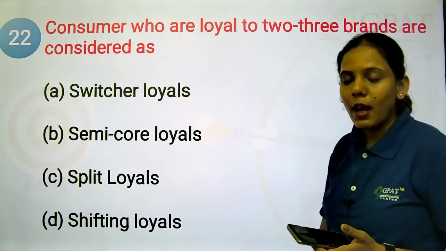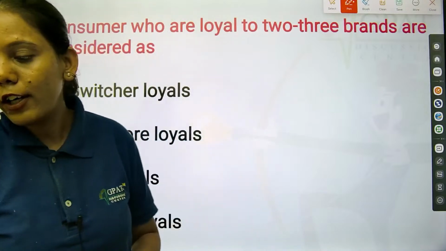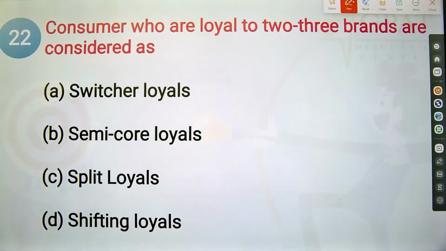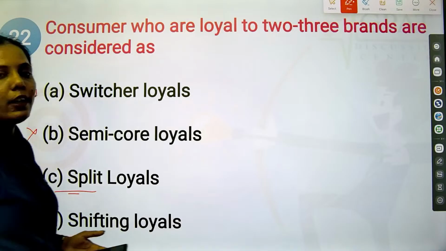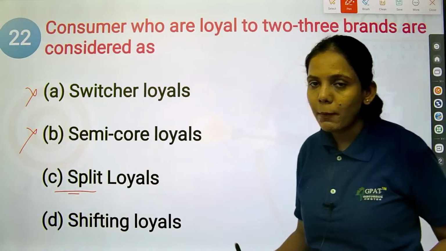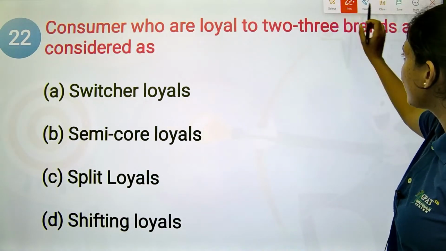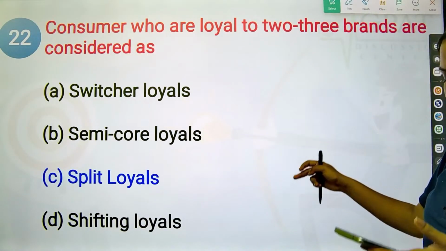Next, again it is coming: consumers who are loyal to 2 or 3 brands, they are known as switcher, loyal, semi-core, split, shifting. If they are not loyal to one brand, it will not be switcher loyals. Semi-core will not come because they are not loyal to any brand, so it is known as split loyals. Split means 2 or 3 brands, so option C, split loyals, is the right answer.